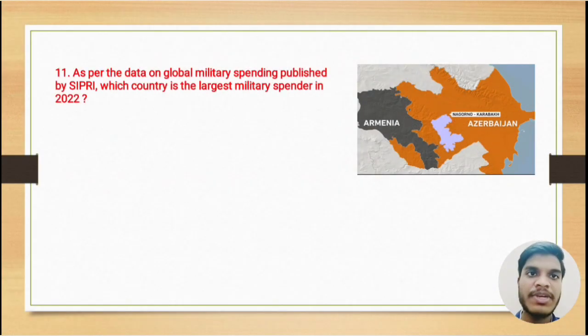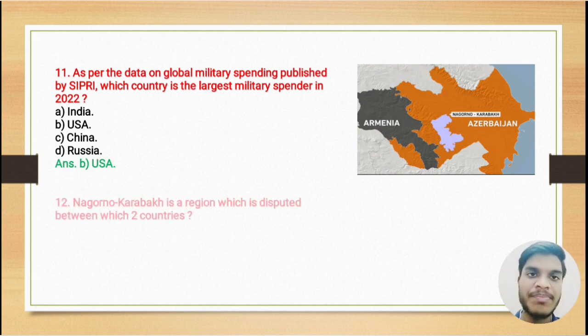11th one, as per the data on global military spending published by SIPRI, which country is the largest military spender in 2022? Option A, India. Option B, USA. Option C, China. Option D, Russia. And the answer is option B, USA.